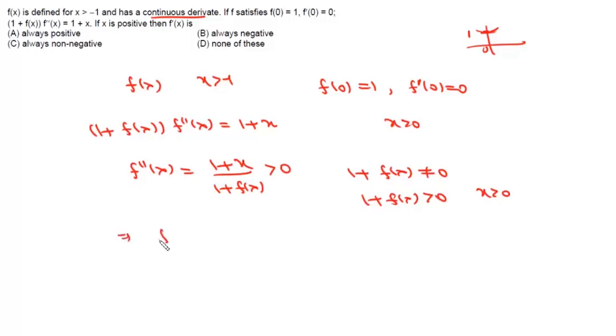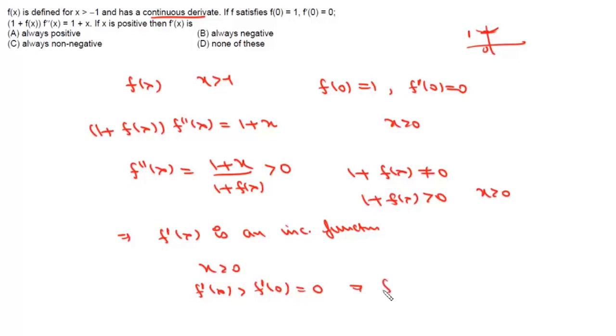Now it implies that f'(x) is an increasing function, and if x is greater than 0, then f'(x) will be greater than f'(0), as this function is increasing and the value of f'(0) is 0. So from here we can say the value of f'(x) is always greater than 0. That means f'(x) is always positive, and that's your option A.